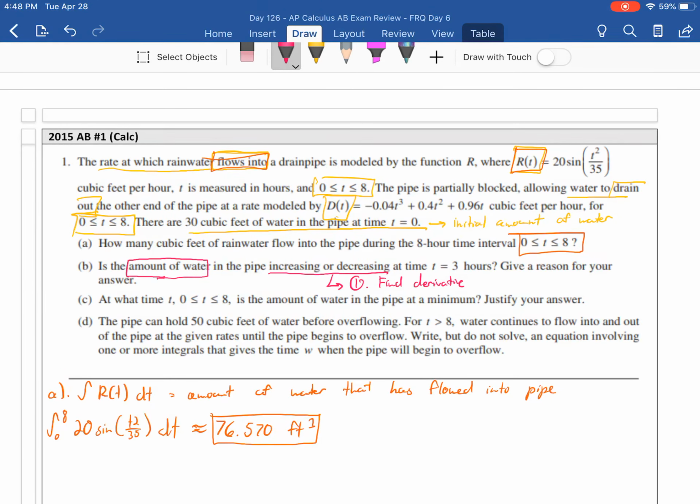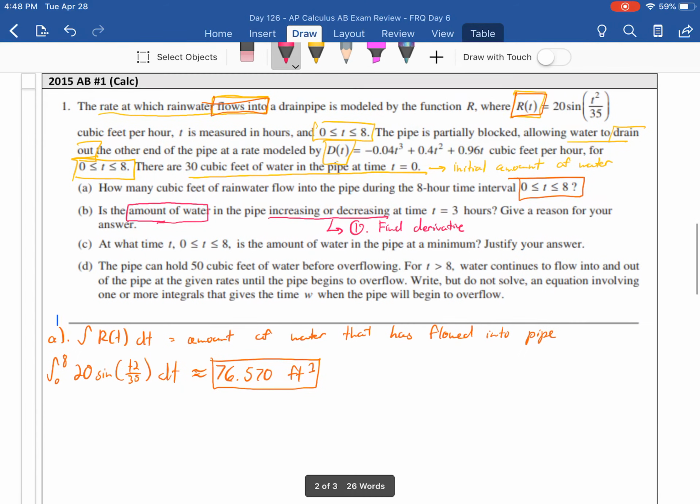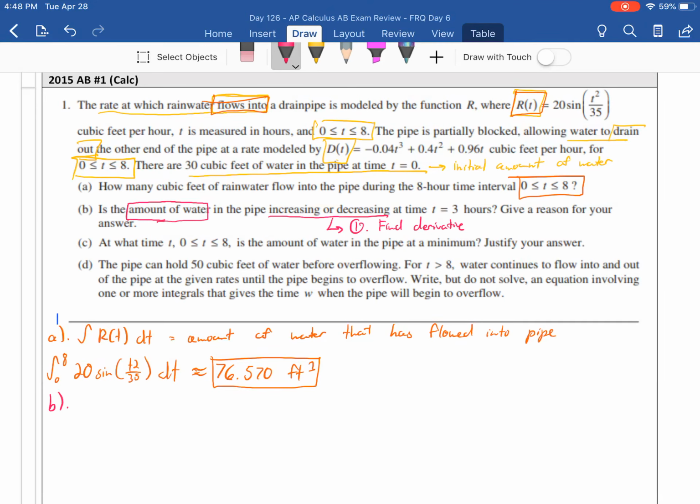Well, first thing we have to do is determine what function determines the amount of water in the pipe. So let's do that here. The amount of water, let's call that A of T. Well, if we revisit part A, it gave us the amount of water that was flowing into the pipe. If you take the integral of R of T, that's the amount of water flowing into the pipe. Well, what if we take the integral of D of T? D of T is the rate at which water is draining out. So the integral of D of T would be the amount of water draining out.